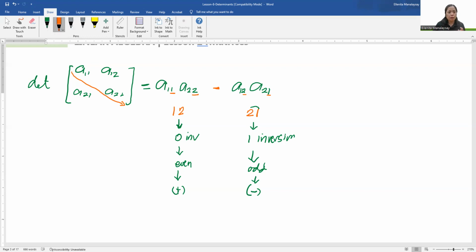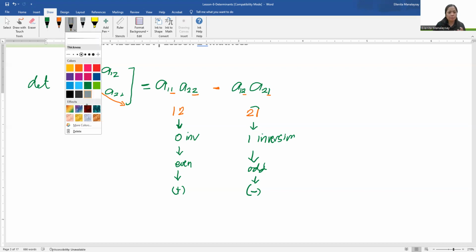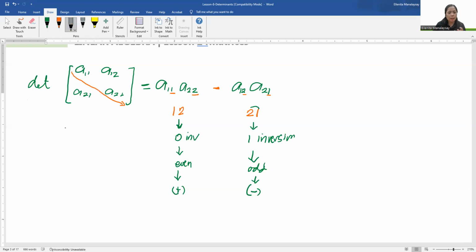While this one, A12 times A21, is the product of the other diagonal. The other diagonal, but the sign is negative. So minus the product of these two entries.